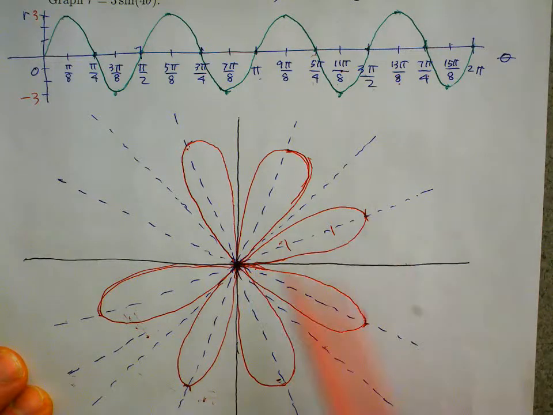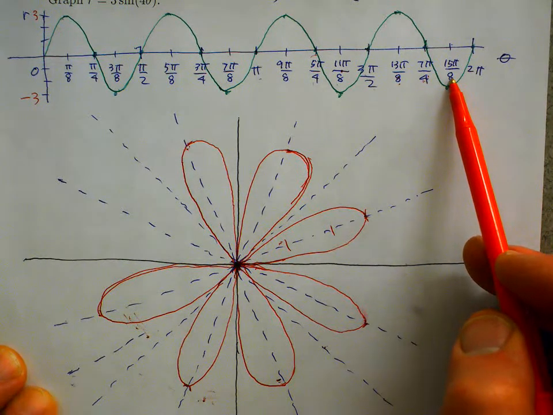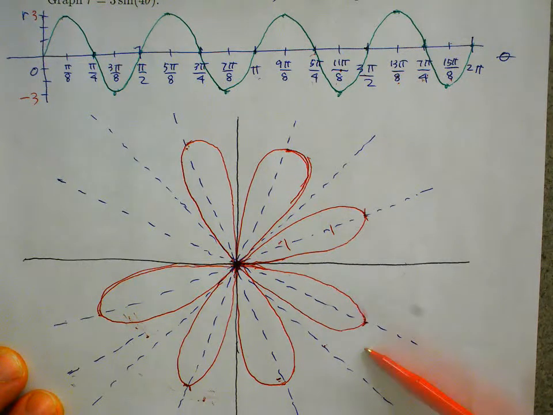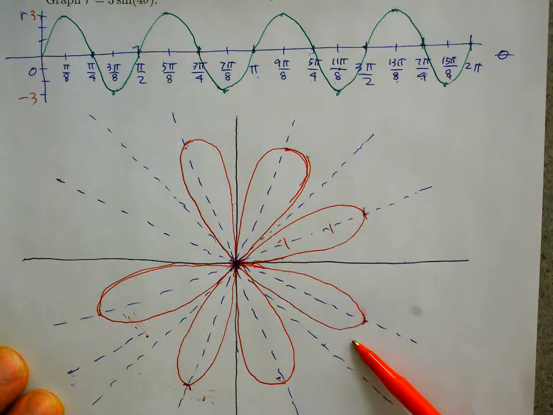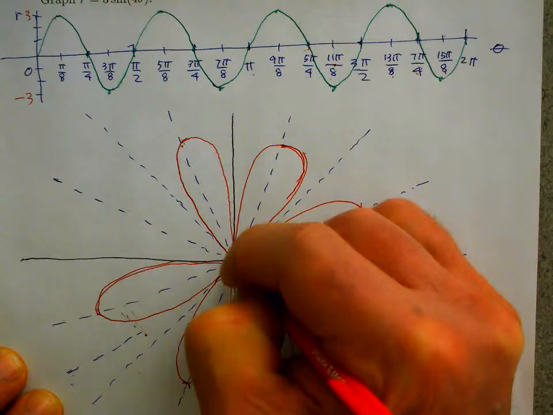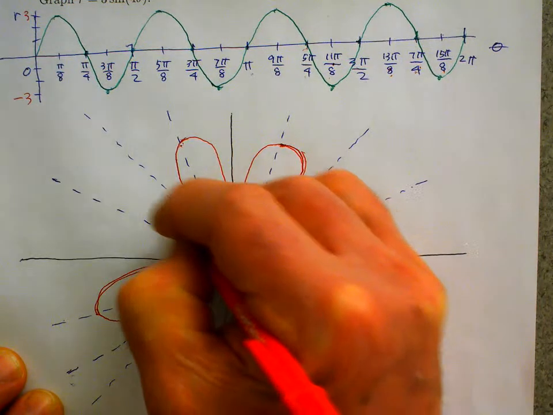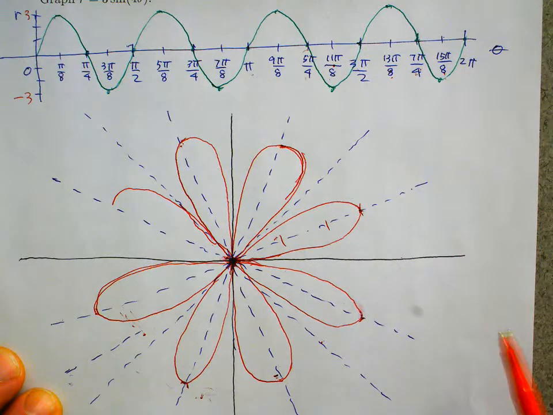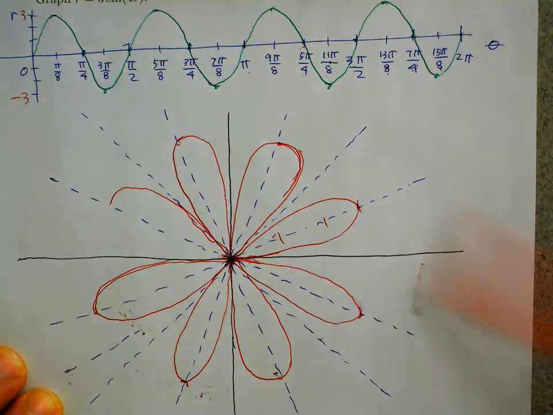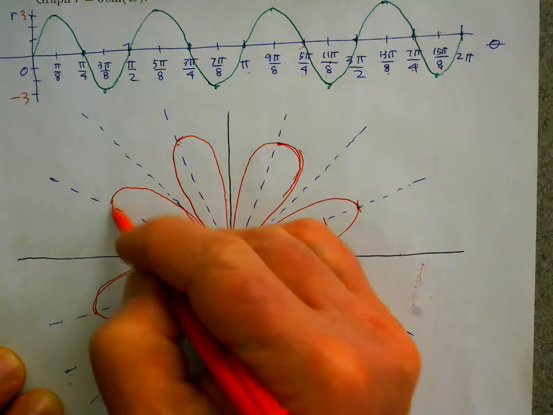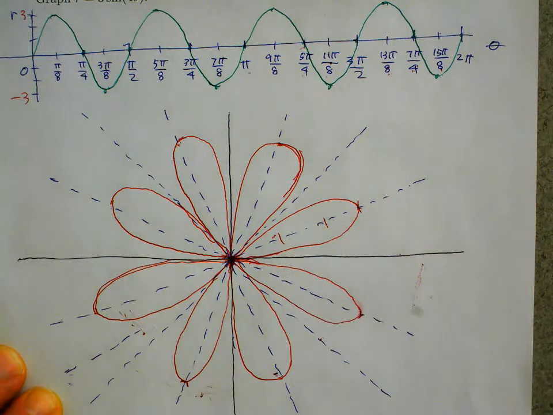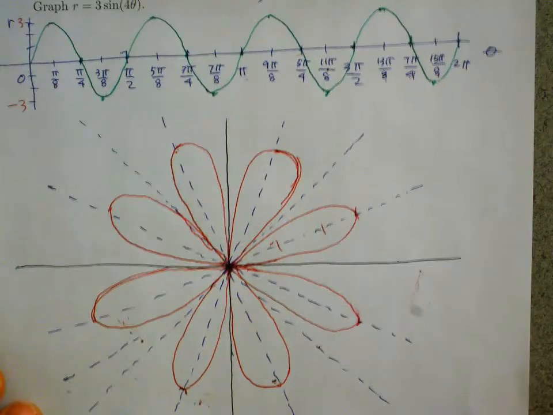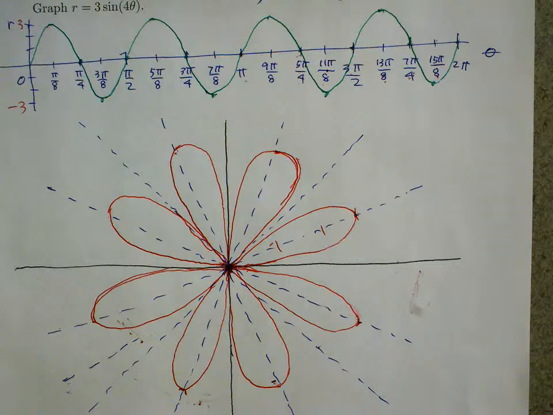And then between 7 pi over 4 and 15 pi over 8, that's this region, but the r values are negative. So that's going to put us on the opposite side over here. And then the last part, from 15 pi over 8 to 2 pi, that's this region. The r values are negative, so the graph will be on the opposite side of the origin. And we get that. So 8 loops.